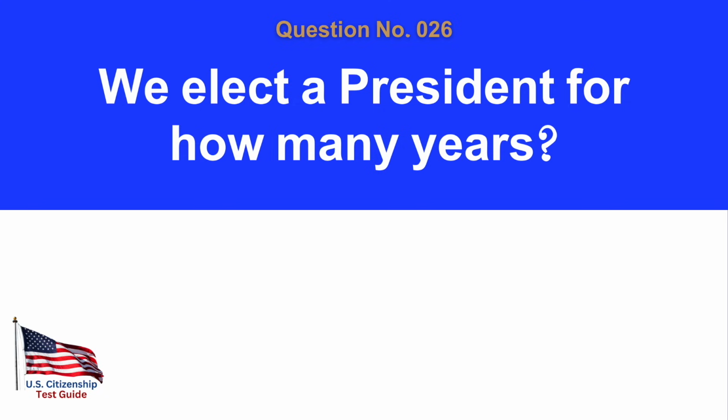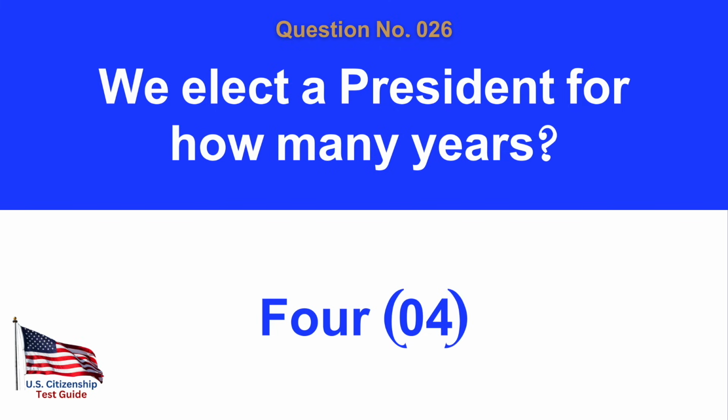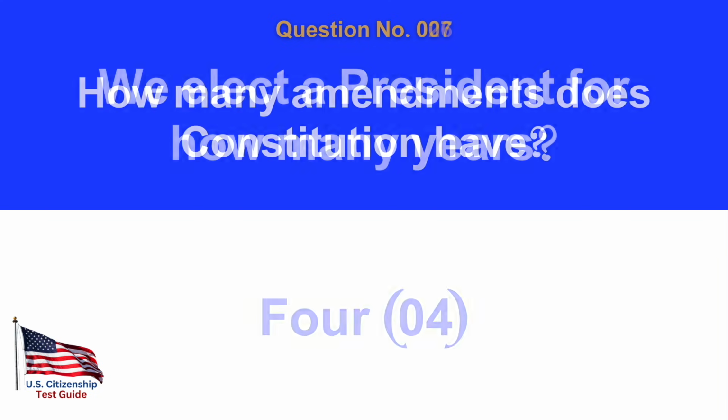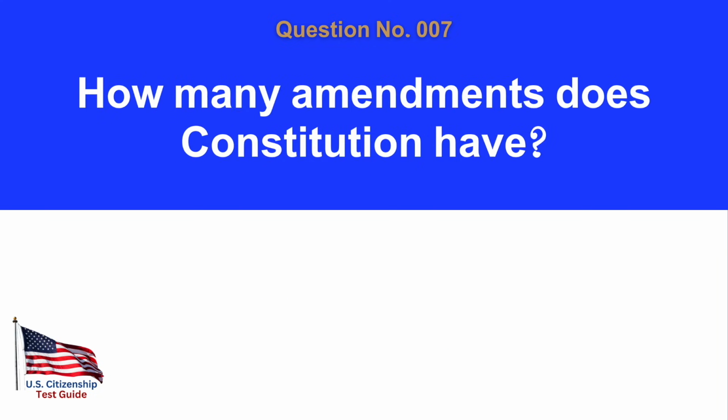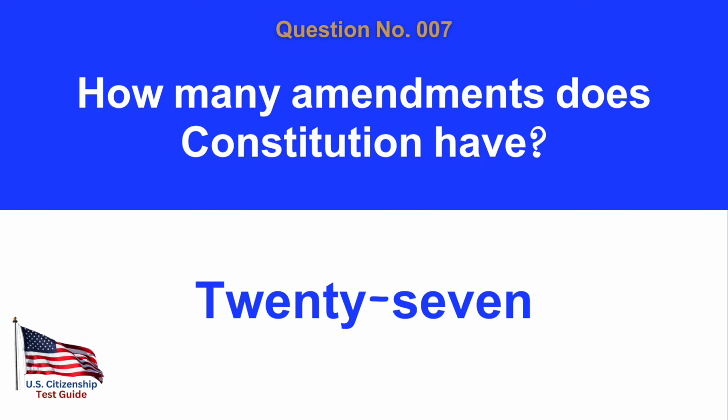We elect a president for how many years? Four. How many amendments does the Constitution have? 27.